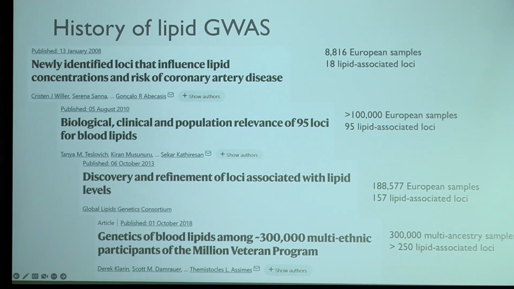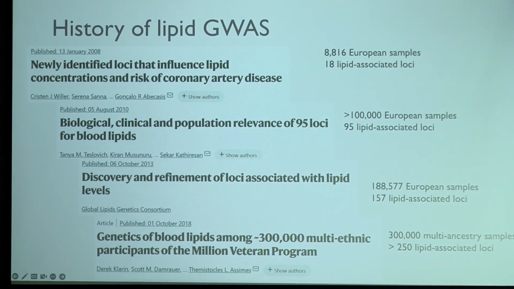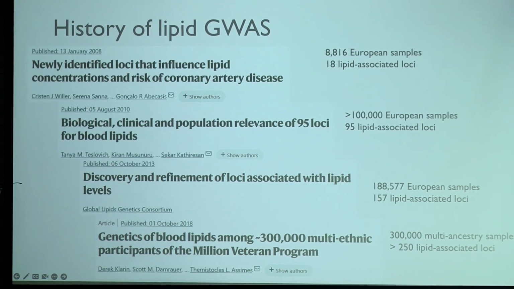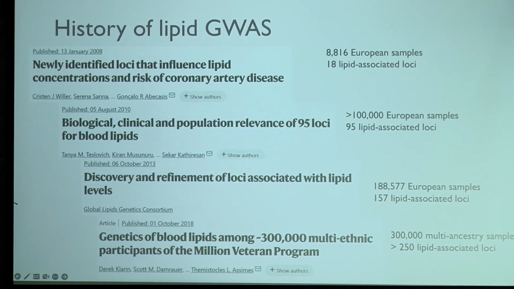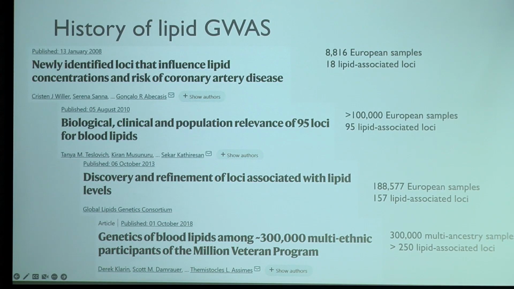Lipid GWAS has really been at the forefront of human genetic studies for the last few decades. We started with about 10,000 samples, all European, and they found 18 positions in the genome associated with lipid levels. If you go all the way to the bottom, in 2018, that had moved up to 300,000 samples, and we discovered about 250 positions in the genome associated with lipid levels.